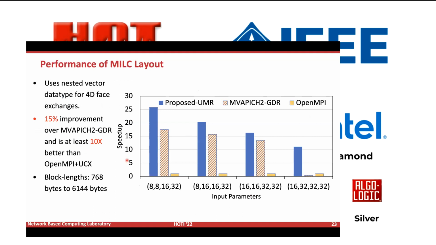And now we move on to the application kernel results. The first kernel that we show is the MILC application kernel. Here in the x-axis, there are different input parameters that we tried, and in the y-axis, we show the speedup compared to the performance of OpenMPI. This kernel uses a nested vector data type, and it uses 4D face exchanges.